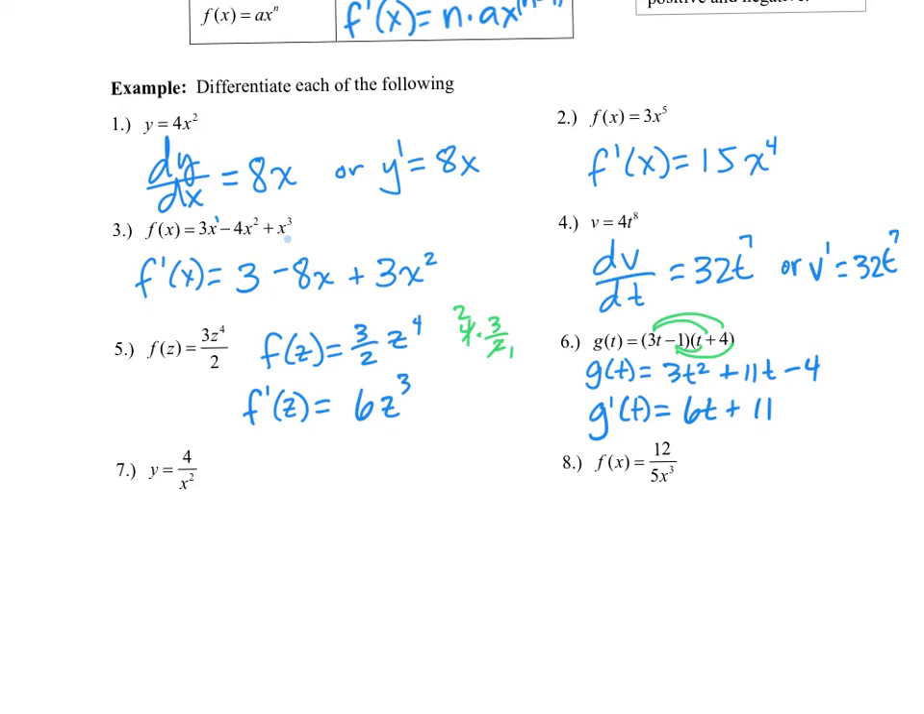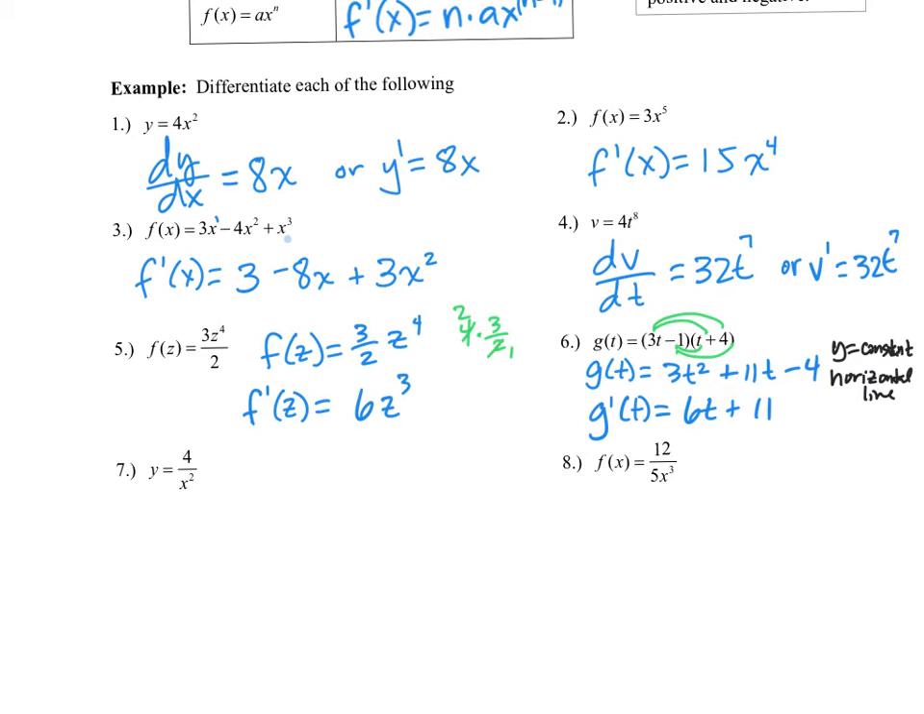And then I guess this is the first time this has happened. What would be the derivative of a constant term? Well, if you think of the function y, whoops, let me write this down. If you think of the function y equals a constant, that's going to be a horizontal line, right? Let me jot that down. That's a horizontal line. And as you know, the slope of a horizontal line is always 0. So that means that the derivative of a constant will always be 0. Okay, so if g of t is 3t squared plus 11t minus 4, then the derivative g prime of t is 6t plus 11.